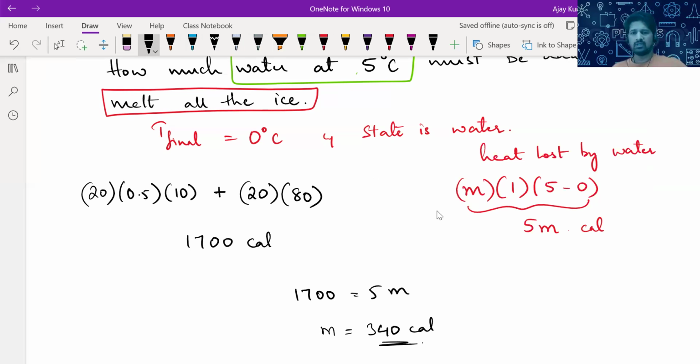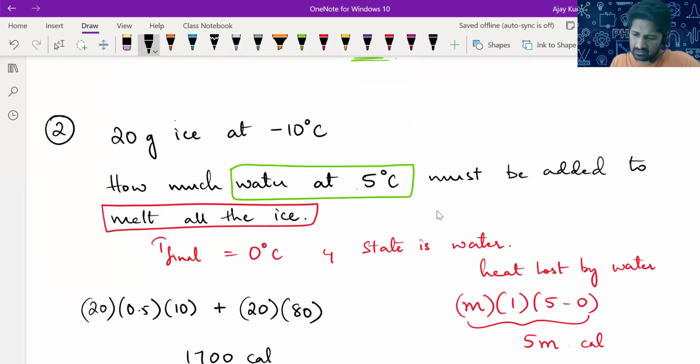Fine, so we'll stop it here. Practice a few problems based on these. In tomorrow's class, we will discuss how to calculate heat in those cases where the final temperature is also unknown. For example, in this question, you were given that the ice is 20 grams, the temperature of the ice is given, and the final state and temperature were given to you. You just need to melt the ice, which means the final temperature has to be 0 and it has to be in the water state. So we were able to write equations relatively easily.